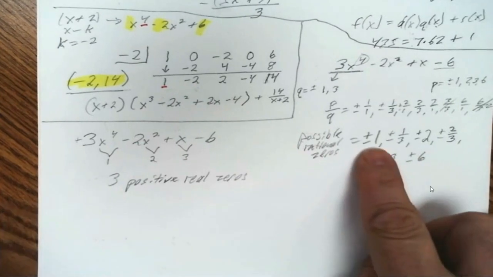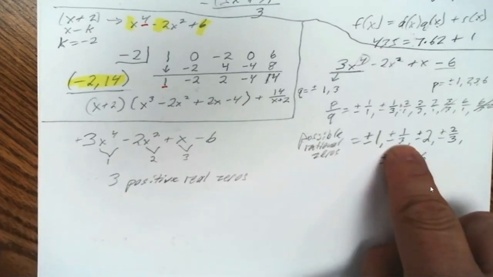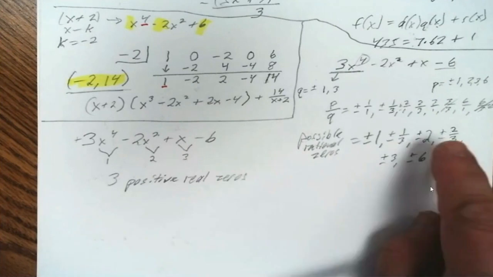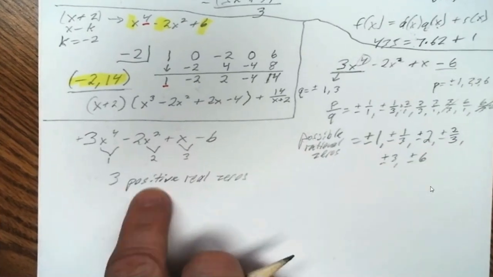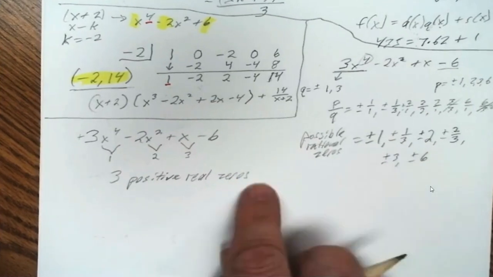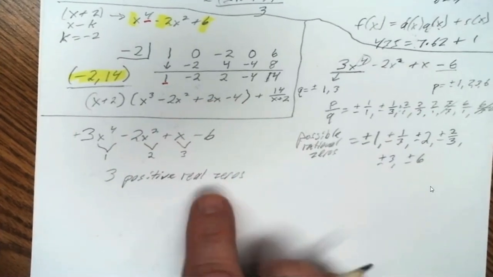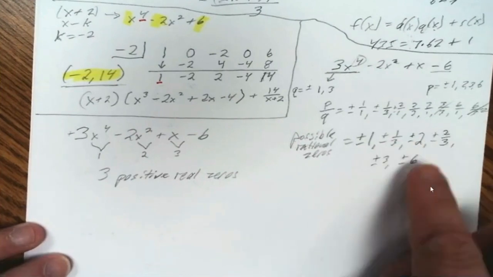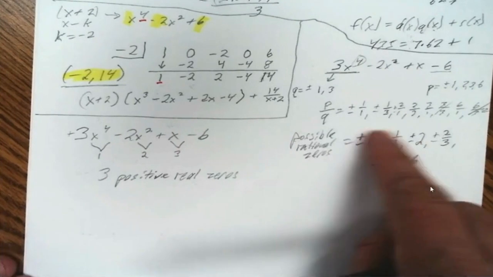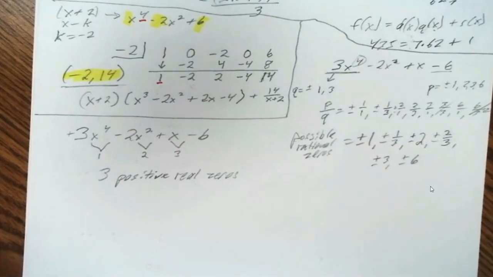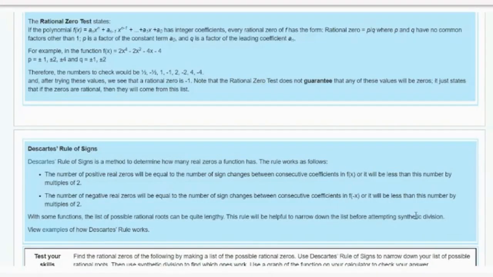Which means if 1, 1/3, and 2 are all real zeros, we don't have to check 2/3, 3, and 6 because there's only 3 positive real zeros. Now, this hasn't told us how many negative zeros there could be, but that rules out all the rest of the positive numbers. Can't be positive 2/3, 3, and 6 if these first 3 worked. Once we find 3 positive ones, that's the most it could possibly be.